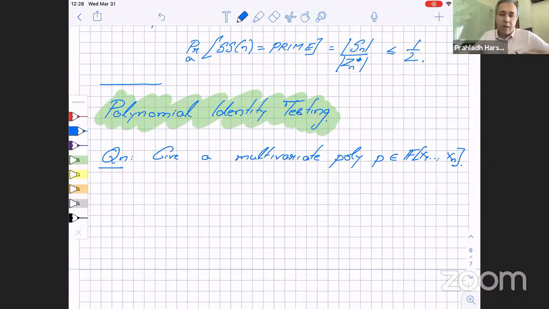One, I could give you the polynomial representation, monomial by monomial what it is. But in some form, and the question is: is P identically 0? So is the polynomial P that I present you actually the polynomial which is 0 on every input? Is it the identically 0 polynomial?